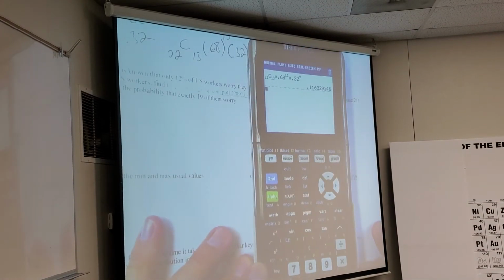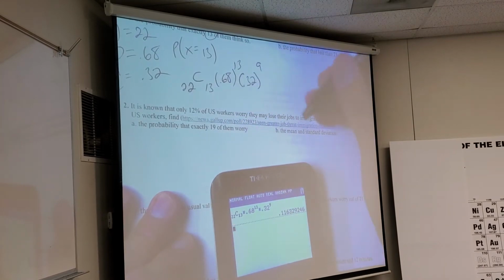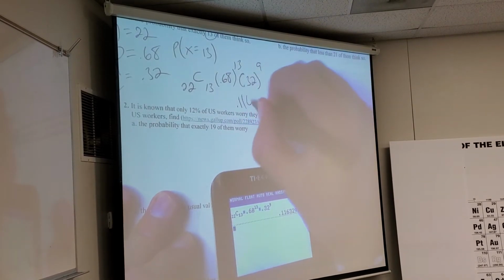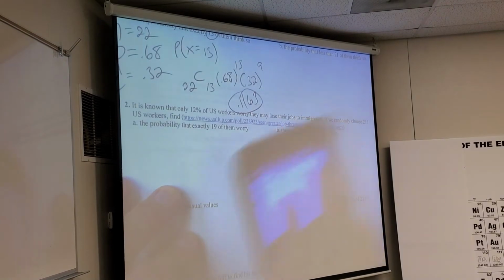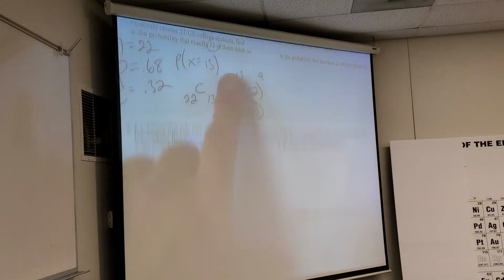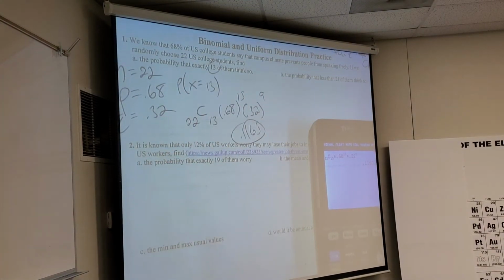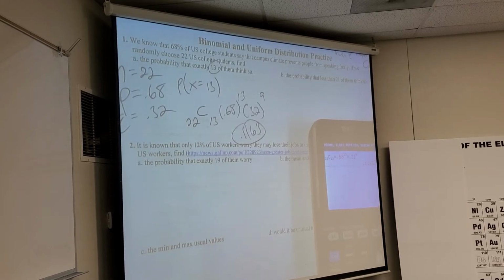Okay. So we got 0.1163. What does that mean exactly? 11.63% chance to do what? 13. Yeah, that 13 out of any random 22 will think that campus climate prevents them from talking freely. Okay, I like it. That's from an actual study, by the way.